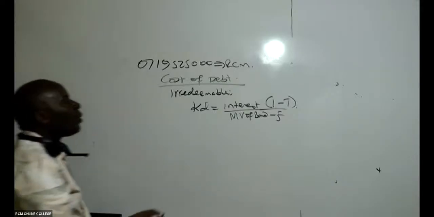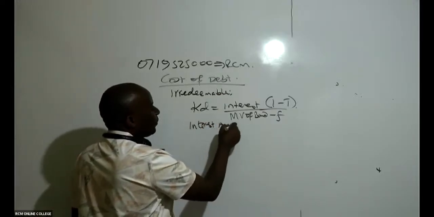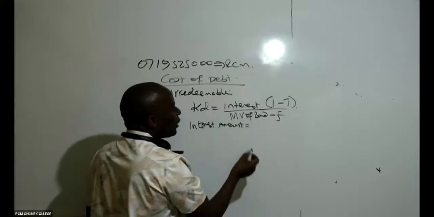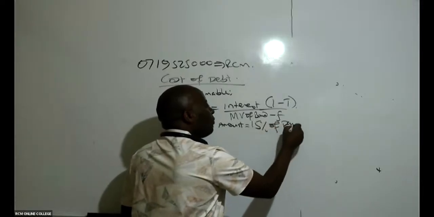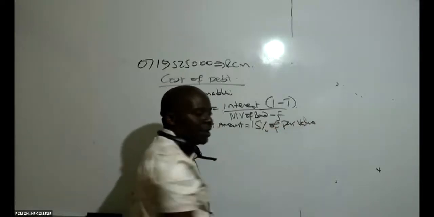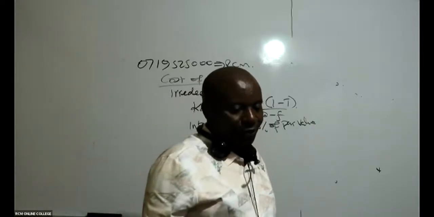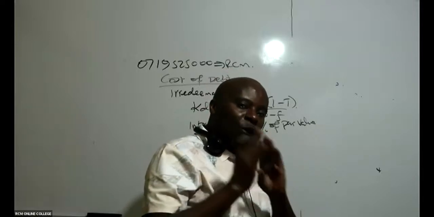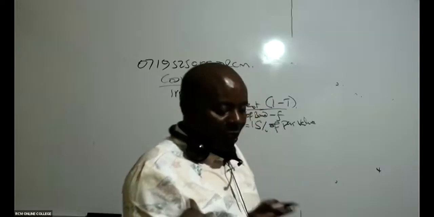Then the next thing that I will do, I will compute the interest amount. This is very important, it confuses students. So for the interest amount, I've seen the rate of interest is 15%. So 15% of the par value. Remember, for the interest amount, you take the coupon rate times the par value.